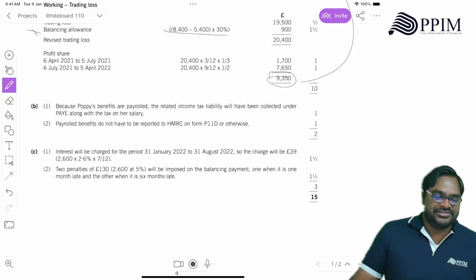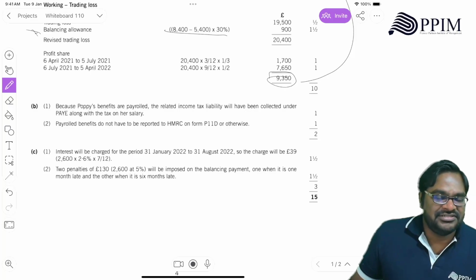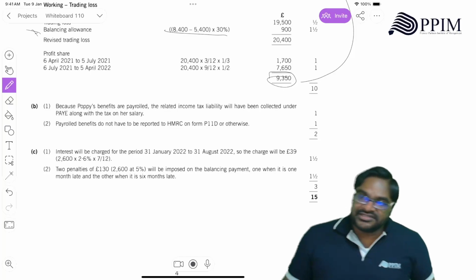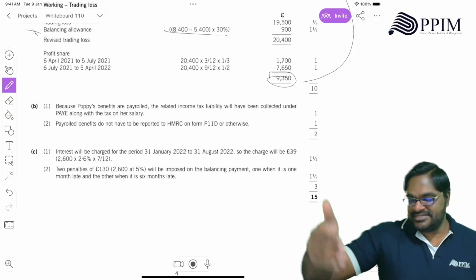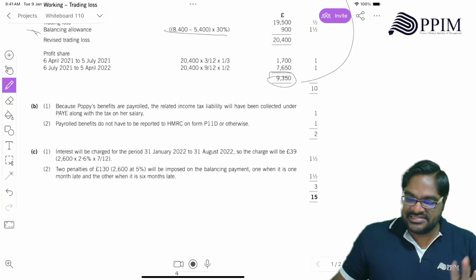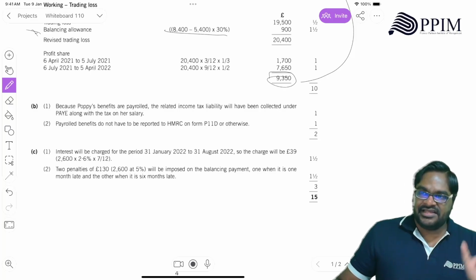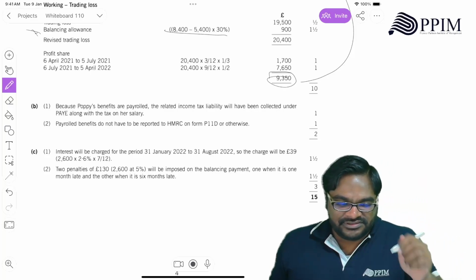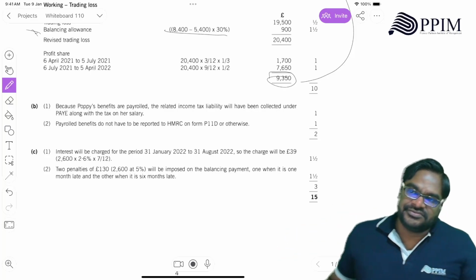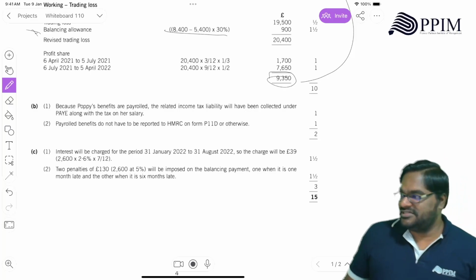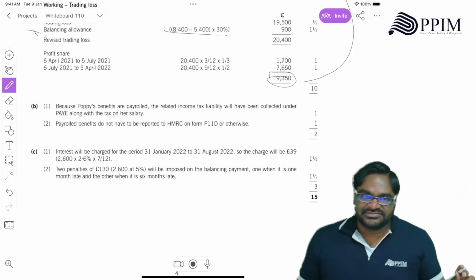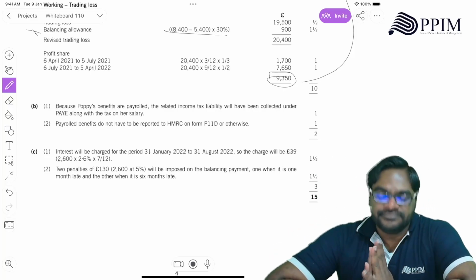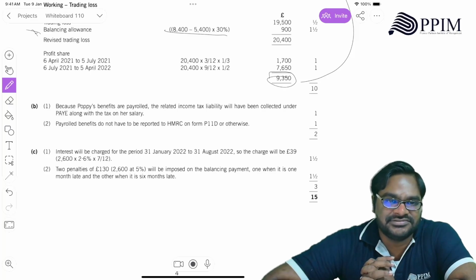It's around 5%, 10%. So 2,600 is the amount, and that into 10% would be 260. The rates are different in the old answer, so I am replacing that with the correct rates. Are we okay? Any doubts on this one? Interest and penalties both have to be paid. Both have to be paid.